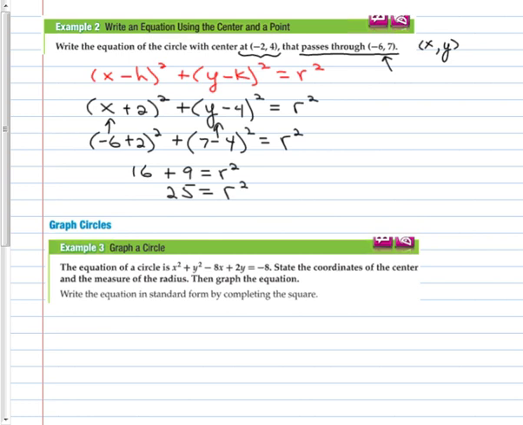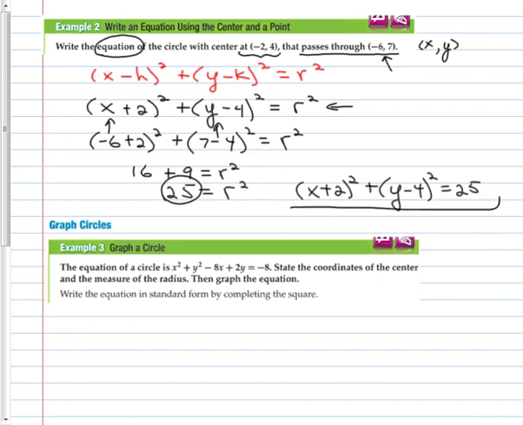But since they wanted us to write the equation, I really want to know what the radius squared is, which now I know. The radius squared is 25. So I can write the equation just using this line right up here. X plus 2 quantity squared plus y minus 4 quantity squared equals 25, because I figured out what the radius squared was.